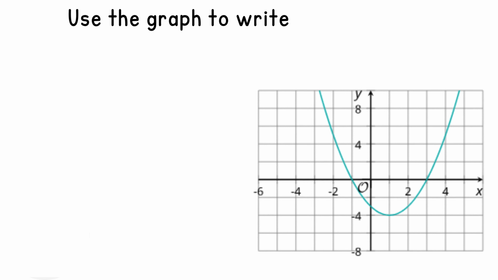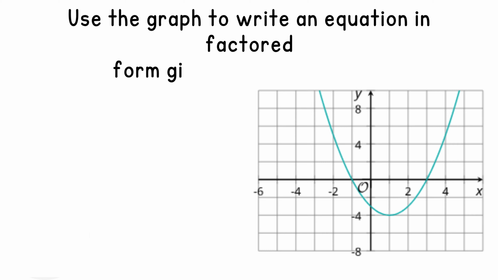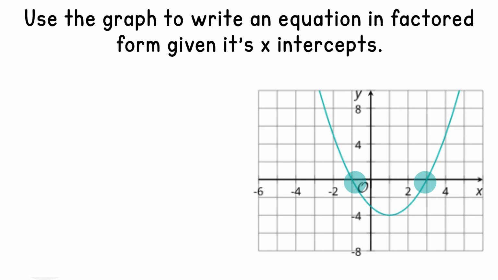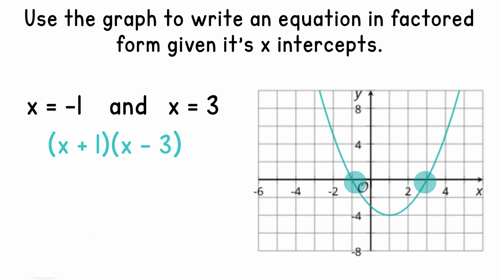In our last example, we're going to use this graph to write an equation in factored form given its x-intercepts. We can see that it crosses the x-axis when x is negative 1 and when x is positive 3. So we can represent x equals negative 1 by x plus 1 in parentheses, since solving for it will give us the negative 1 that we have. And x equals 3 can be represented by the parenthesis x minus 3, since solving for this will give us the positive 3 that we want.